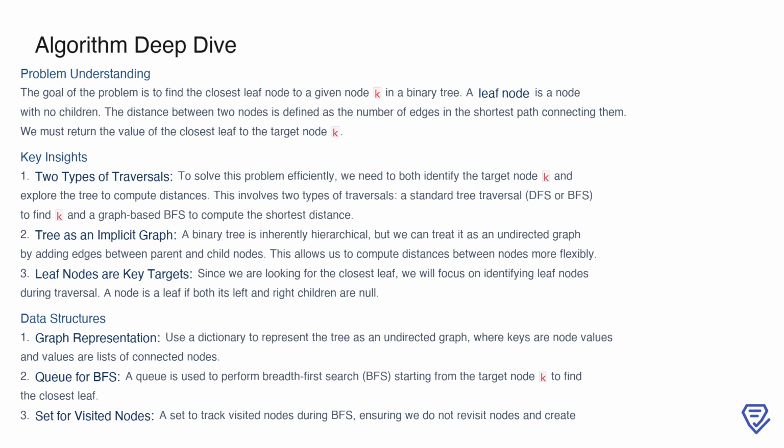By definition, a leaf node does not have left or right children, which will be a helpful condition during our traversal. To achieve this efficiently, we'll use three primary data structures: a dictionary to represent the graph, a queue for breadth-first search, and a set to track visited nodes and prevent infinite loops during traversal.